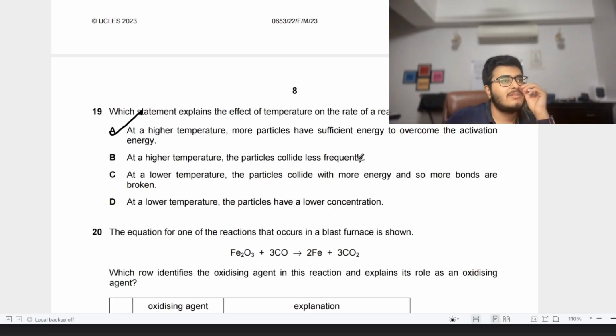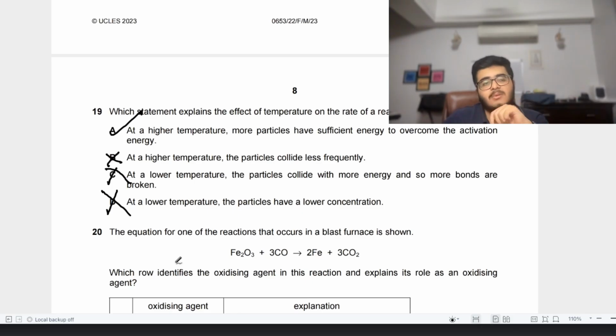At higher temperature, particles collide less frequently. This is factually wrong. Irrespective of whether it matches the situation, it is factually wrong, so this cannot be the answer. At lower temperature, particles collide with more energy, so more bonds are broken. Does not make sense. According to chemistry, it is wrong. At lower temperature, the particles have lower concentration. No, there's no relation of temperature and concentration. There is a relation of rate of reaction with temperature and rate of reaction with concentration, but not of temperature with concentration.